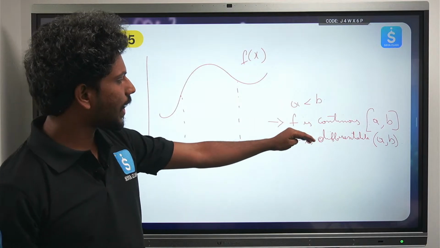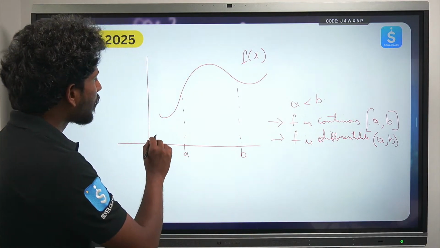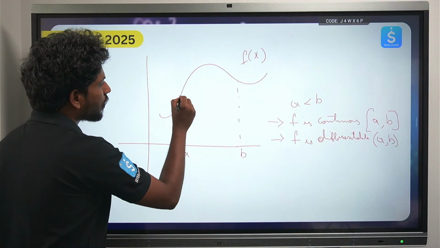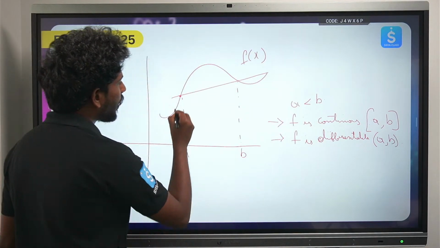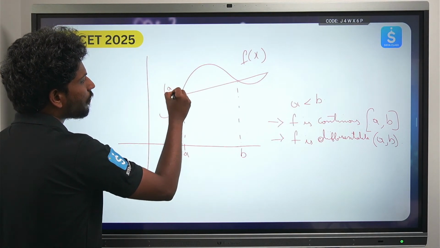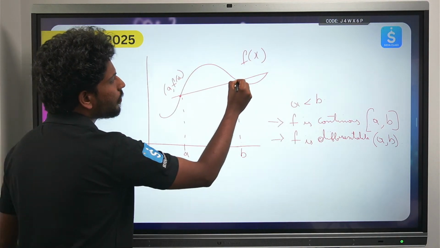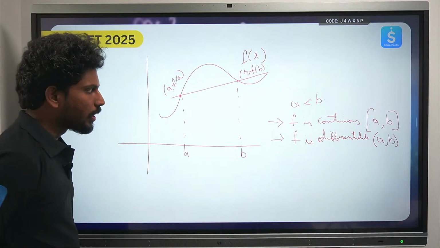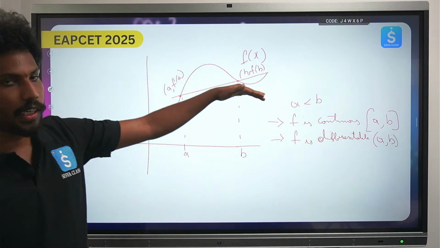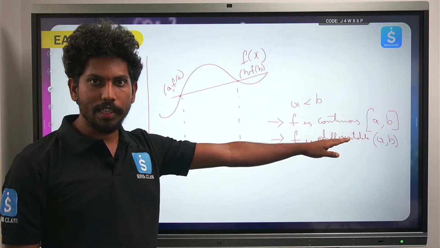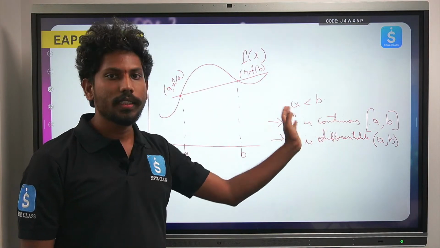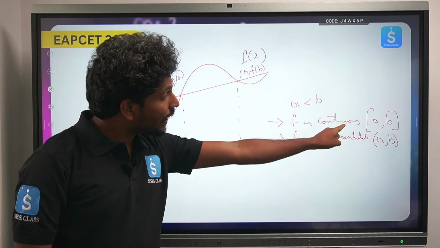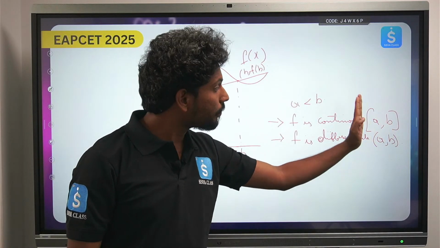If these two conditions are satisfied, then what happens? Let's see in a more intuitive way: try to join these two points. So this will be a comma f of a, and this will be b comma f of b. Now you see this pattern of curve. The first condition is that it has to be continuous. That means at every point the left hand limit and the right hand limit should satisfy, and it is continuous from A to B.